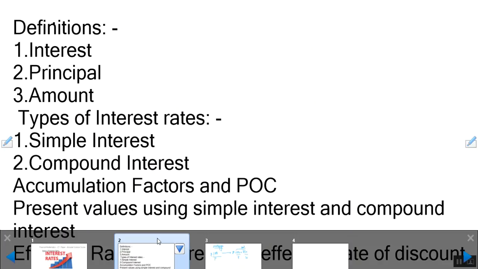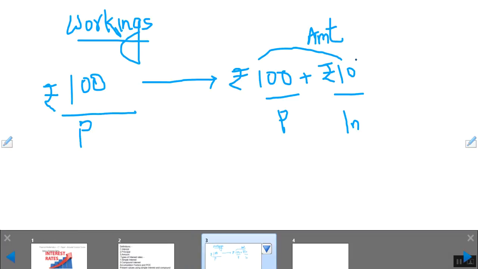What are the types of interest rates that we have? We have two types: simple interest and compound interest. Simple interest, in simple terms, means you're getting that interest at a flat rate. There is no earnings on that interest. Whereas a compound interest is when the interest itself earns an interest. I'll show you with an example. Here, the 10 rupees that I got from my friend is a simple interest.